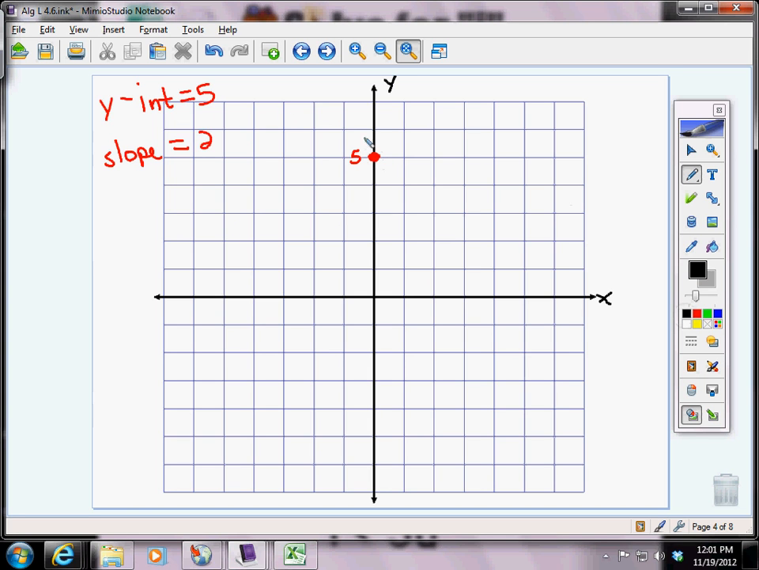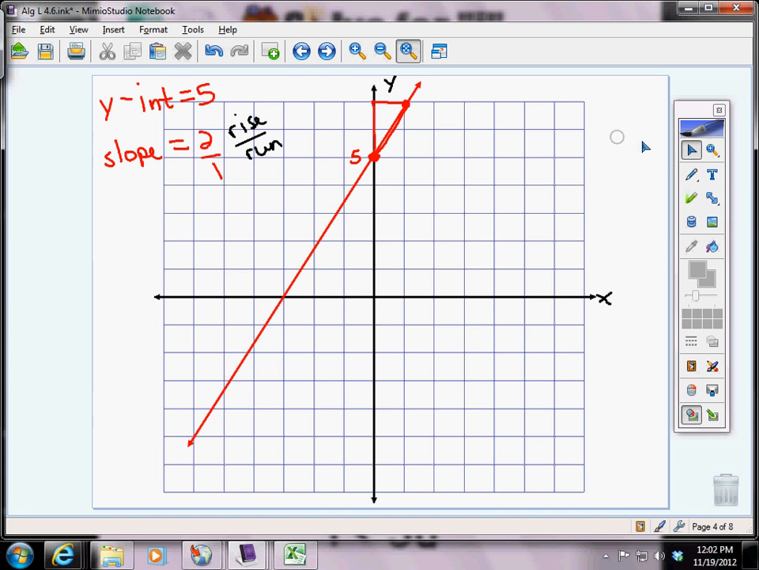Now remember, slope is rise over run. So let's use this idea of our slope triangles again. From this point, if I rise 2 and I run 1, I end up right here. So from our y-intercept, we apply our slope. Rise 2, run 1. We have our triangle here. And basically, you can just draw a line through the points. A good line, not like the one I'm doing right now. But remember, we extend it off in both directions. We put arrows at the end.